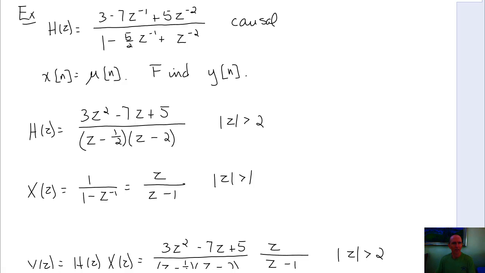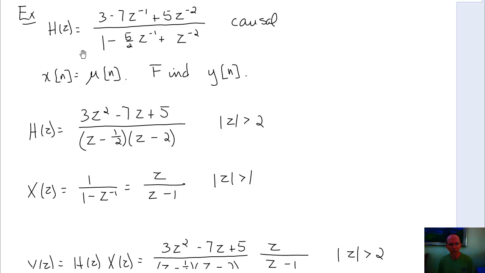Hello. Today we're going to do some examples of the last things that we did. Specifically, we're going to use the transfer function to find the output of systems and also the transfer function to find stability and causality. Let's start with this example.